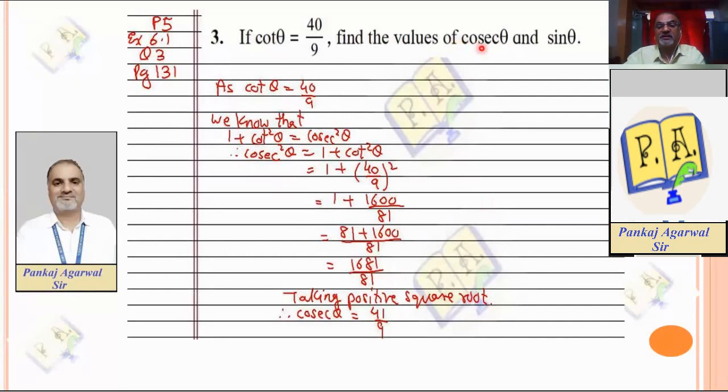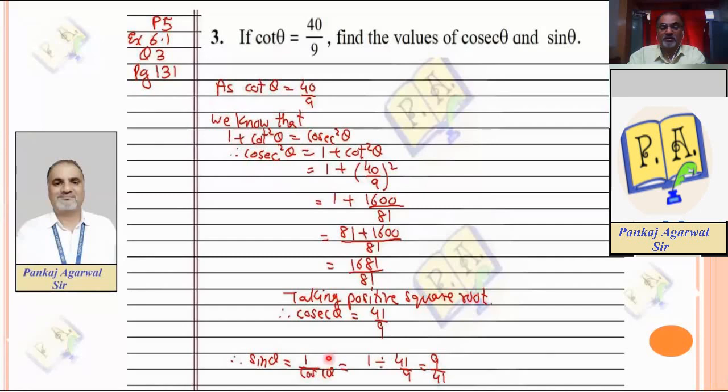I got cosec theta. Sin theta is asked. So sin theta is the reciprocal of cosec theta. Please write it over there. 1 divided by 41 upon 9 is equal to 9 upon 41. P6.